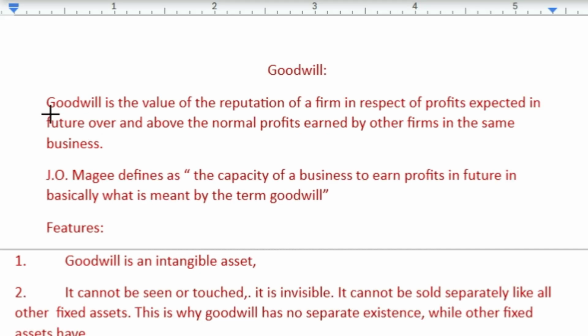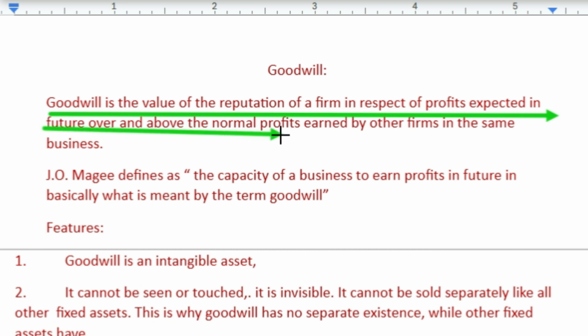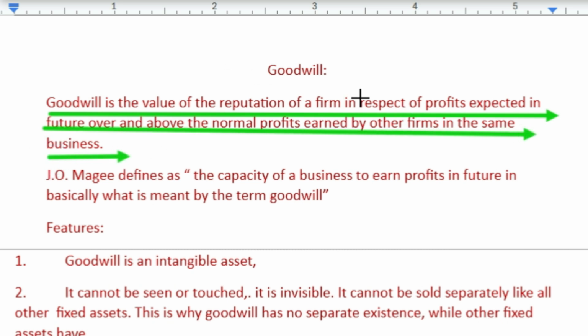The meaning of goodwill. Goodwill is the value of the reputation of a firm in respect of profit expected in future over and above the normal profit earned by other firms in the same business. Goodwill is to a greater extent determined with the help of the expected profit, which is estimated from the past trend of profit. Because the firm has a goodwill reputation, it is able to earn more profit than the normal profit earned by other firms in the same business.